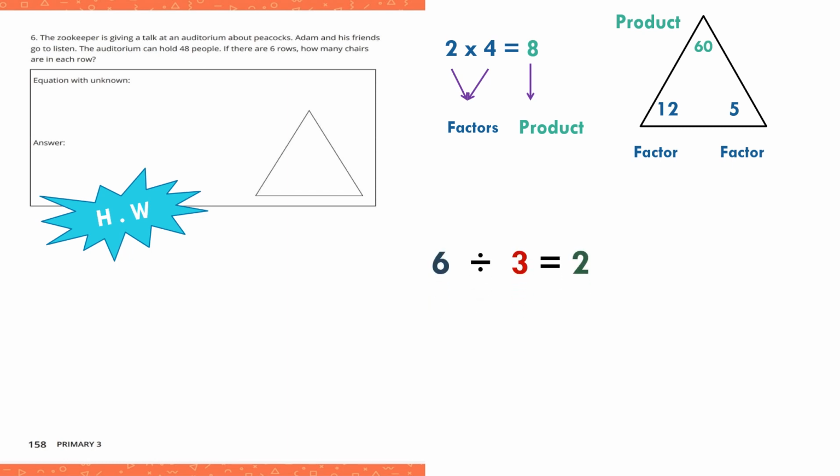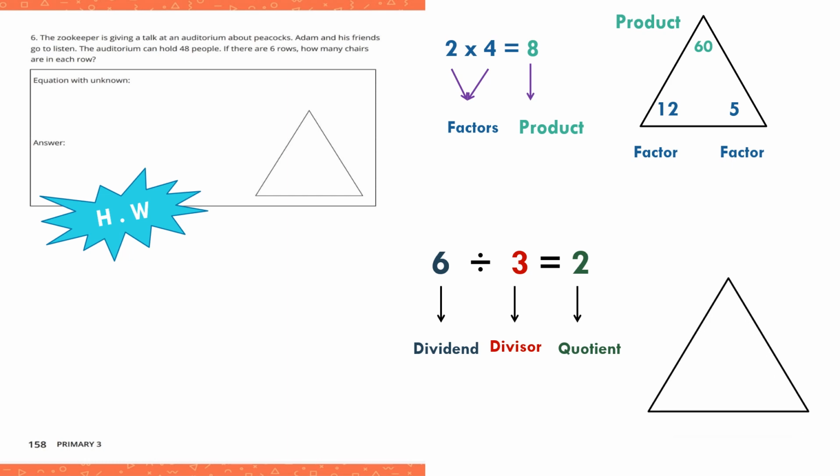Okay, 6 divided by 3 equals 2. We always say that 6 is the dividend, 3 is the divisor, and 2 is the quotient. So in the fact family triangle, we write in the upper the dividend, and in the below the divisor and the quotient. 12 can be the divisor and can be the quotient. If the 12 is the divisor, 5 will be the quotient, and if 12 is the quotient, 5 will be the divisor.